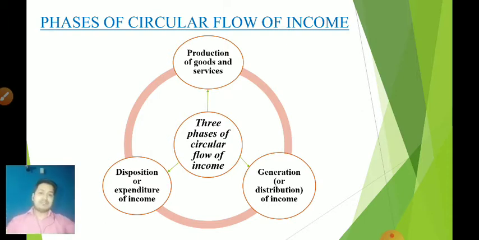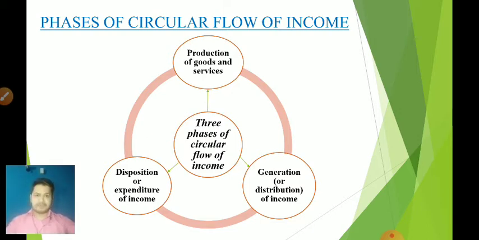So with the help of these factor payments, the household gets the potential to buy the goods and services produced by the firm. Okay, dear student, now our next part is the disposition or expenditure of income, which I told you is when the household gets the potential to spend on goods and services by earning wages, salary, rent, and interest.